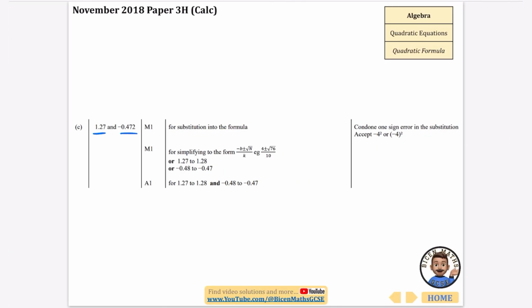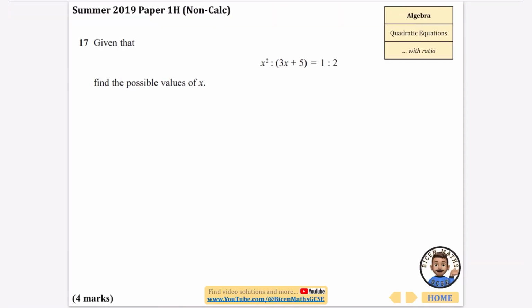1.27 and minus 0.472. Okay, let's now try this one. It's mixed with some ratio. Now all we need to know with ratio is if we do that one divided by that one, it's the same as that one divided by that one. So x squared divided by 3x plus 5 is equal to 1 divided by 2.